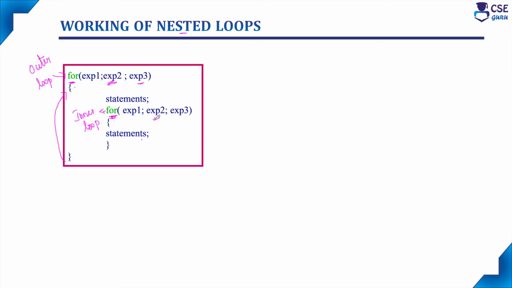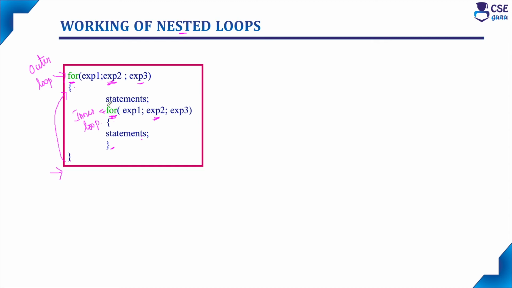The inner for loop exits first every time, and then control is transferred to the outer for loop. Whenever the outer for loop condition also fails, control transfers out of both the loops, that is, both the outer for loop as well as the inner for loop. Control transfers to the next statement in the C code. So, this is the working of the nested loop.